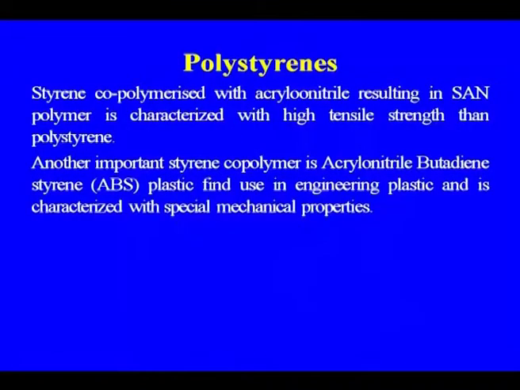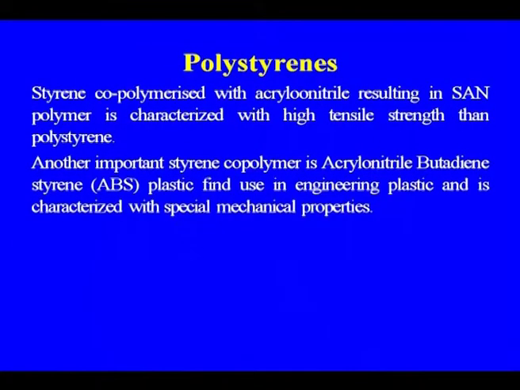So styrene copolymerized with acrylonitrile results in the SAN polymer, which is characterized by higher tensile strength than polystyrene. This is the reason we are using this styrene acrylonitrile as a specialized plastic. Another important styrene copolymer, which I told you about, is the acrylonitrile butadiene styrene, ABS plastic, which is used as an engineering plastic and is characterized by special mechanical properties.